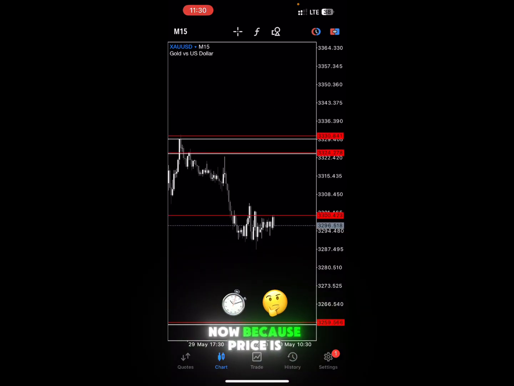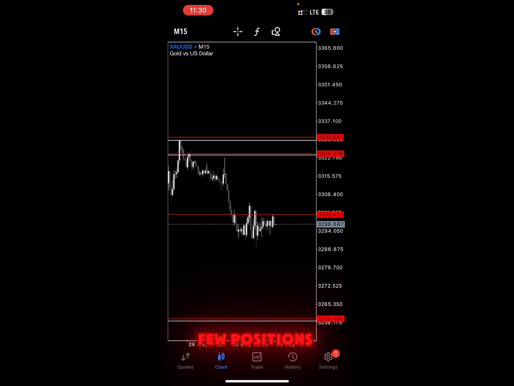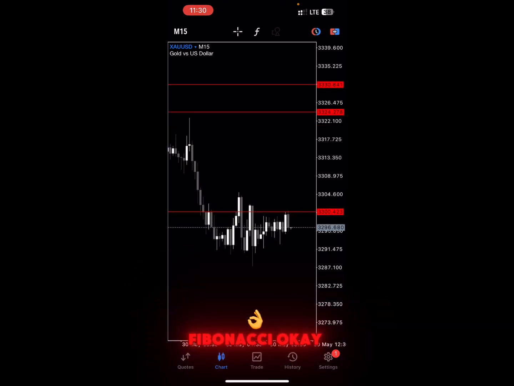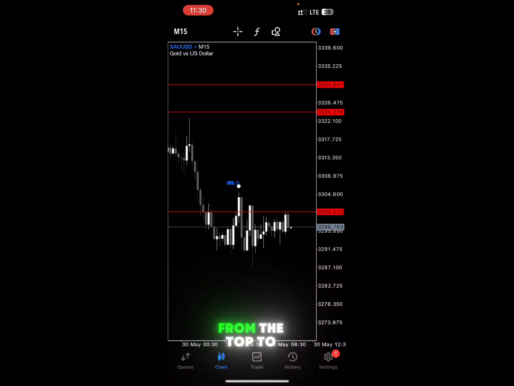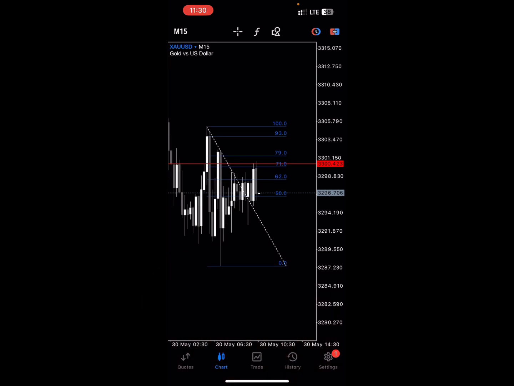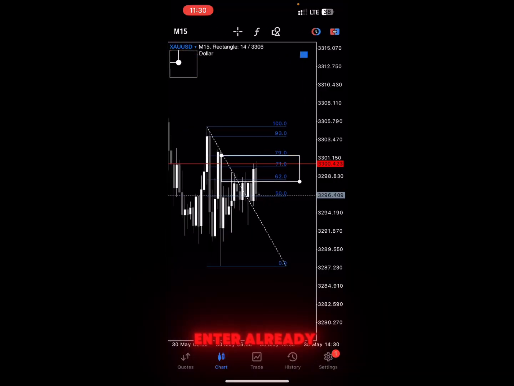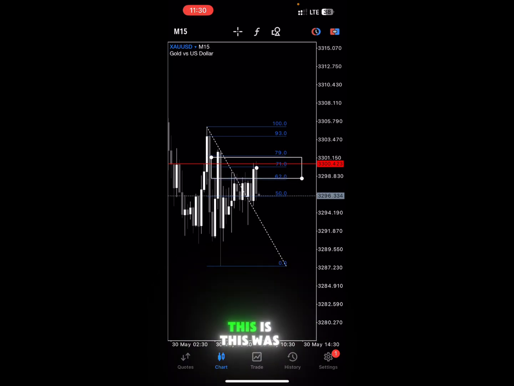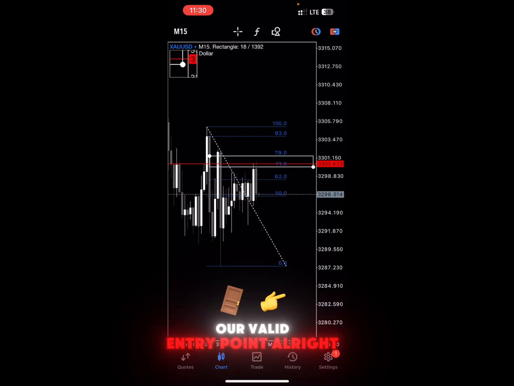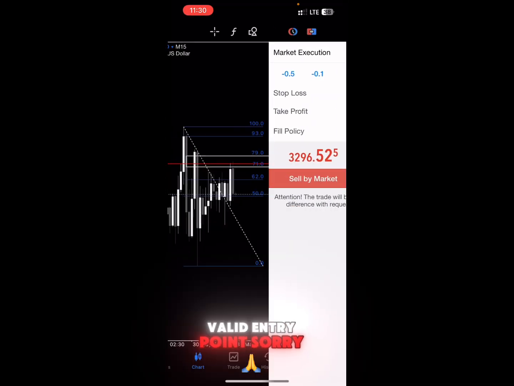Now because price is already moving from there, we can already enter a few positions, but let me drag my Fibonacci from the top to the bottom, until this low. So it basically came off the zone which we were supposed to enter already, which is here. This was our very valid entry point. Sorry.